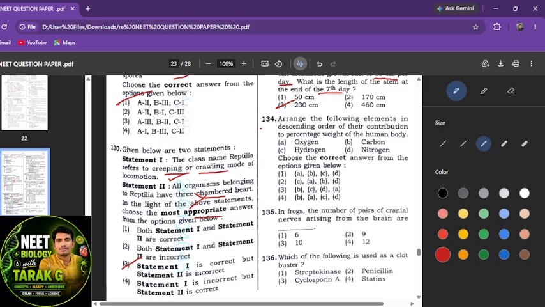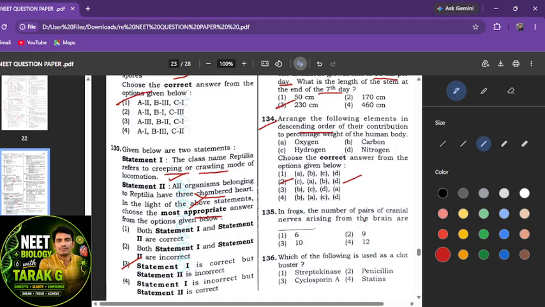134. Arrange the following elements in the descending order of their contribution percentage weight in the human body. These are biomolecules. Descending order means high to low. See the table here. The second option is the correct one: C first, hydrogen, then A, which is oxygen, and B is carbon.